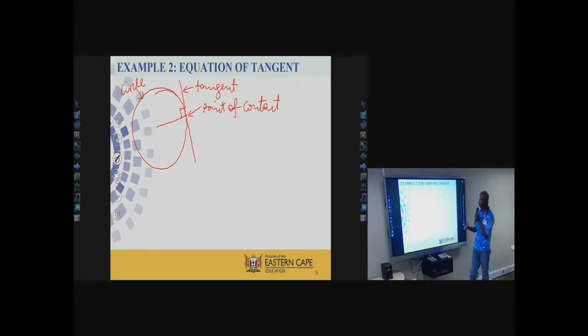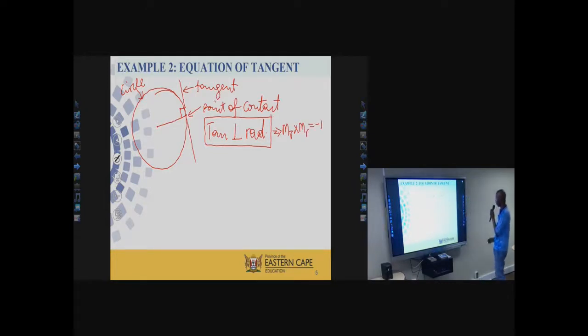So it is very important to note that we say a tangent is always perpendicular to a radius. A tangent is always perpendicular to a radius. And the moment you say that, it implies that the gradient of a tangent multiplied by the gradient of a radius must give you negative 1. The gradient of a tangent multiplied by the gradient of a radius must give you negative 1.